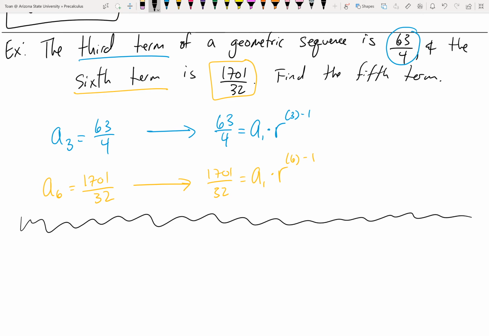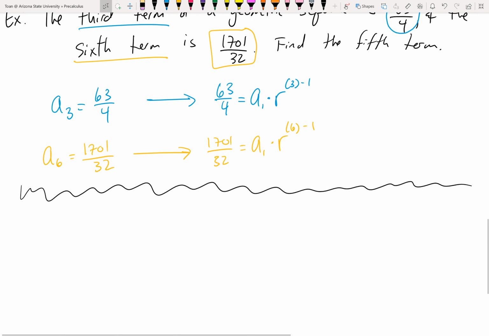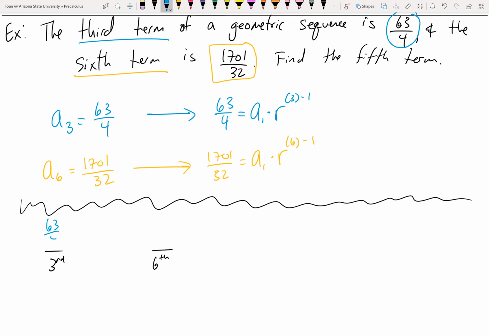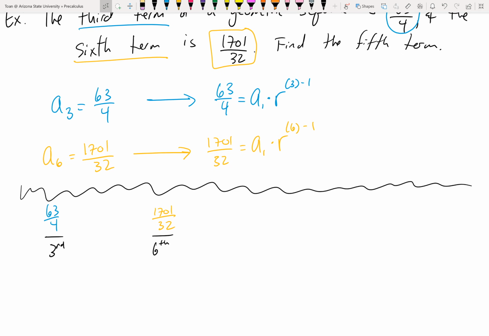You can just think it through. So what information did they give? And that's the technique or the method I'm going to show in this video. What information or what terms did they give us? They gave us the third term, and they gave us the sixth term, right? And I know for a fact the third term is 63/4, and I know the sixth term is 1701/32. Now this isn't arithmetic, so I'm not repeated adding.